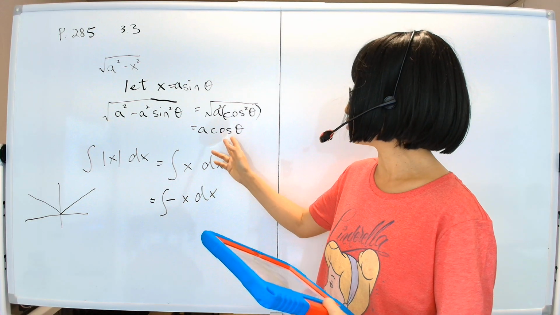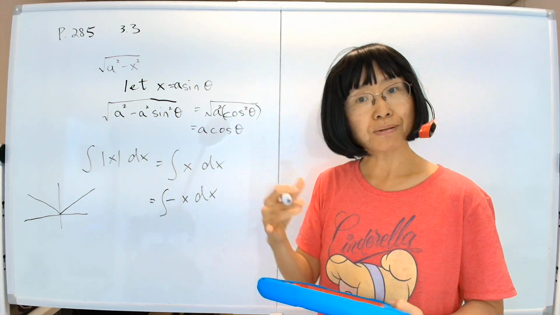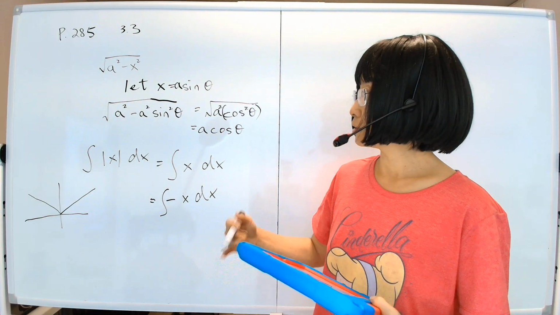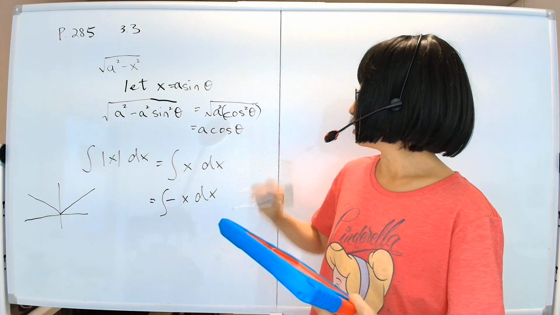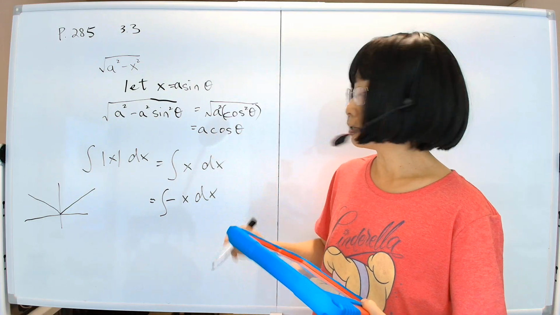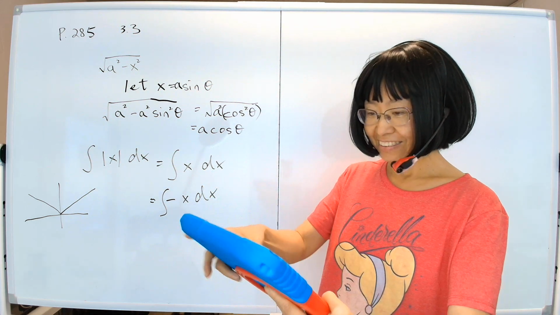In this case, because we defined this angle between minus pi over 2 and pi over 2, the cosine will end up being positive, so we don't have to worry about it. Lucky us, right? And so let's move on.